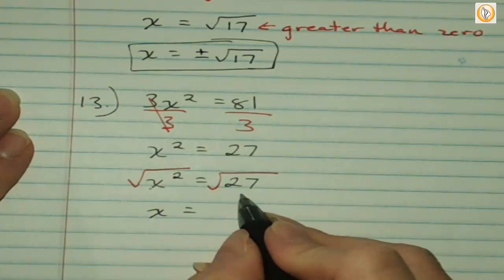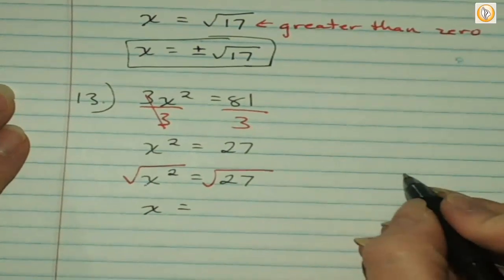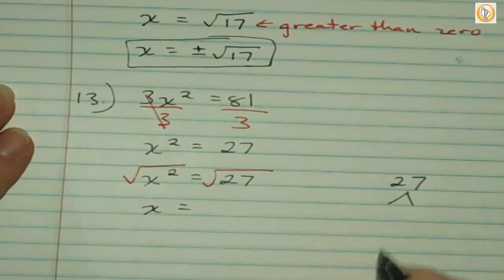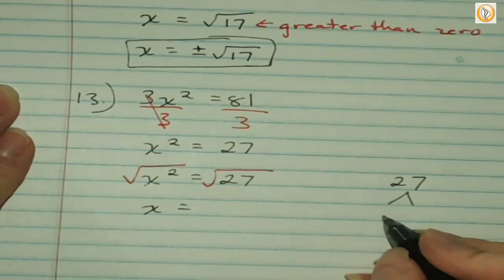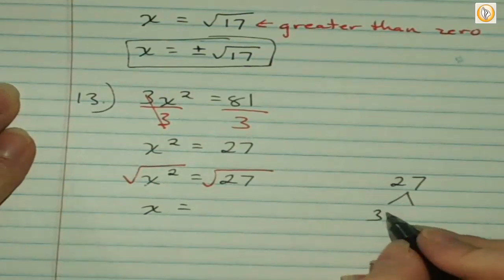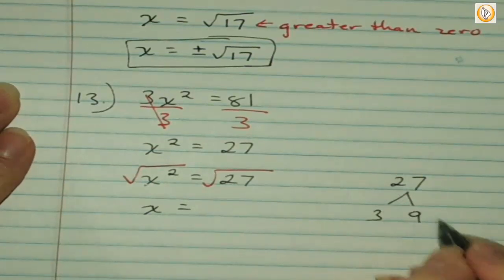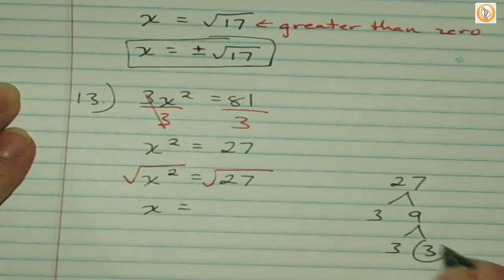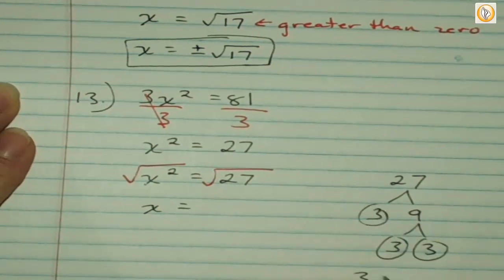Is this simplified? No. So what do we need to do? Simplify. Factor tree. 3 on the outside. Oh wait. 3 times 3 times 3. So I have 3 times 3 times 3.